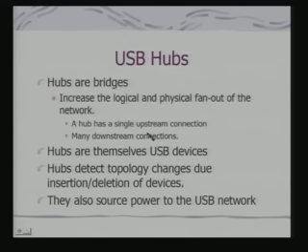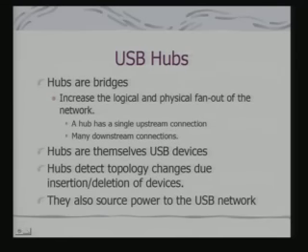A hub typically has a single upstream connection and it can have many downstream connections. Hubs are themselves USB devices. The hubs detect the topology changes. We had already seen how this topology change is detected and propagated to the host, and the host manages the USB device addresses in conjunction with the hub. They are also the source of power to the USB network, because USB devices need not be separately powered if their power demand is not substantial.